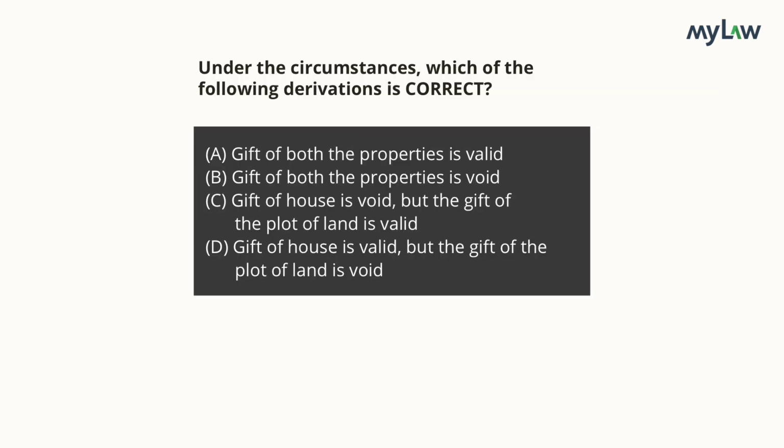Under the aforementioned circumstances, which of the following derivations is correct? A. Gift of both the properties is valid. B. Gift of both the properties is void. C. Gift of house is void, but the gift of the plot of land is valid. D. Gift of house is valid, but the gift of the plot of land is void.